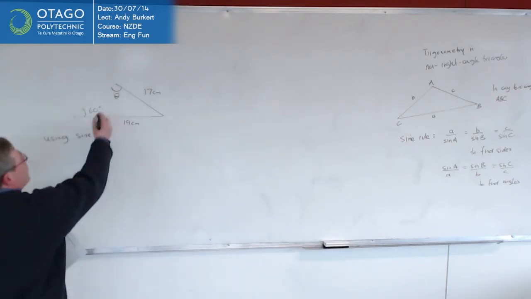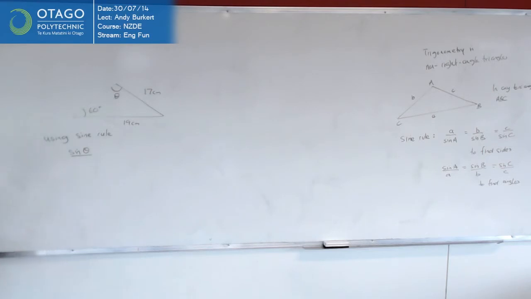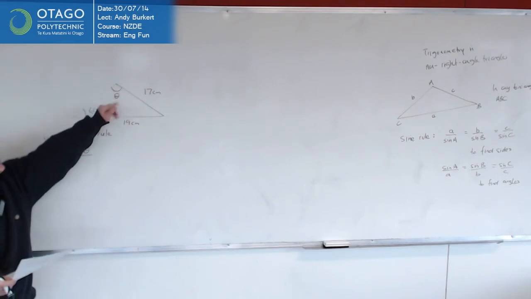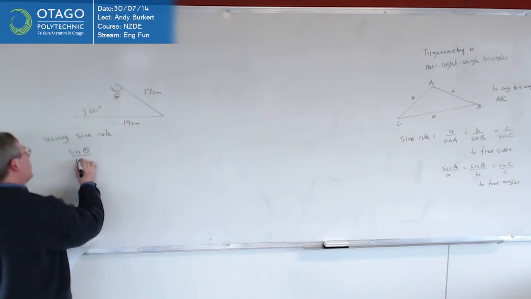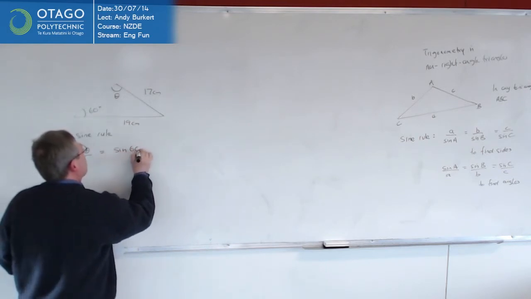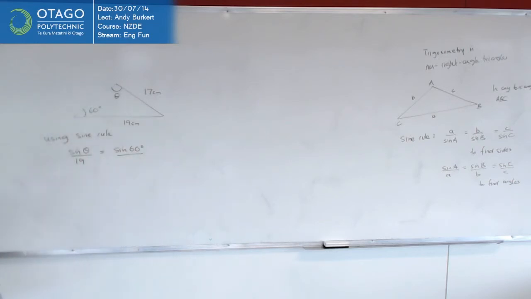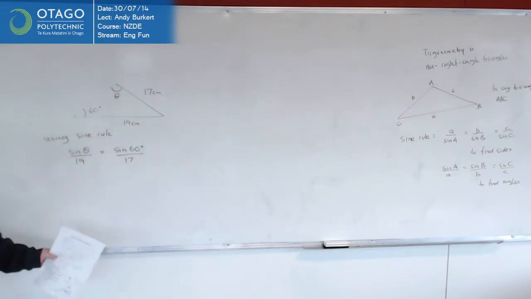So I'm going to start with sine of theta divided by, and we always go with angles and sides opposite each other. So what side is opposite theta? 19. So we can write sine theta over 19 equals, we need another angle, we know the 60 degrees. So I can write sine 60 degrees divided by, what's the side opposite 60 degrees? 17. So now we've actually used the sine rule.